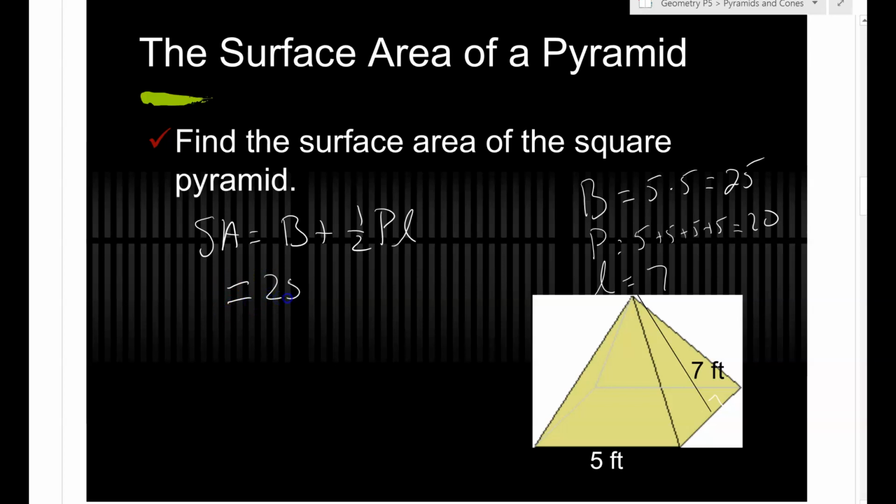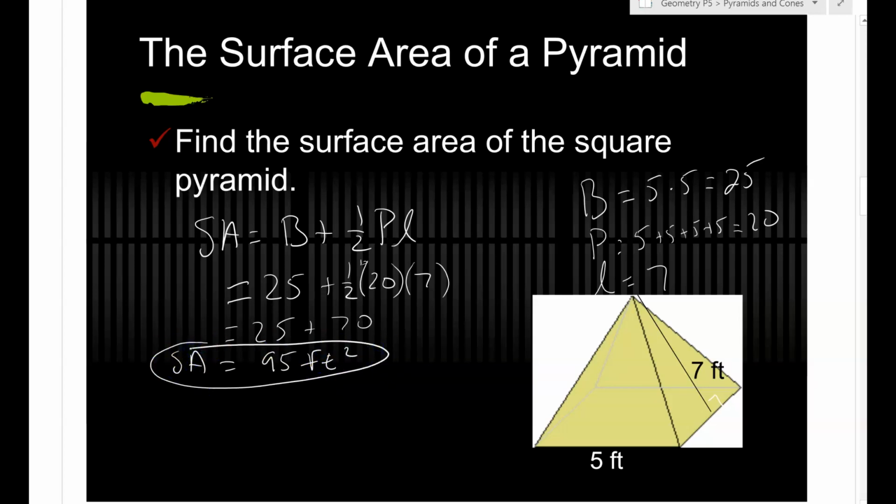So that's 25 plus 1/2 times 20 and times 7. Now, again, you can type this all in one shot. You can kind of do it in pieces. If I do it here in pieces, the first thing I would do is 1/2 times 20 is 10, right? That's going to be 10, all right? And then 10 times 7 is 70. All right, so this gives me 95, and we're dealing with feet, and that's squared. So surface area is 95 feet squared.